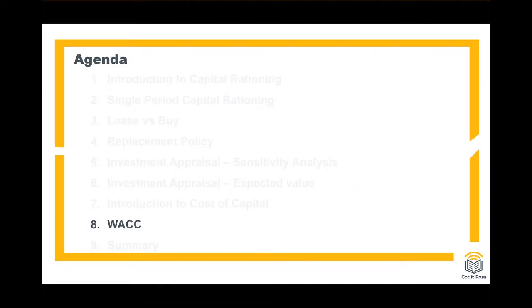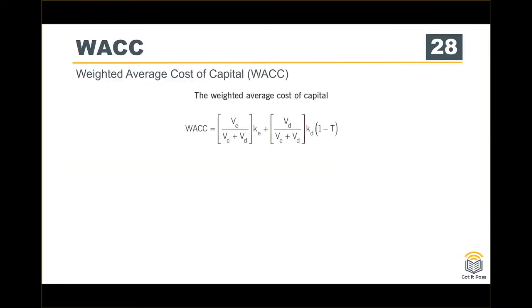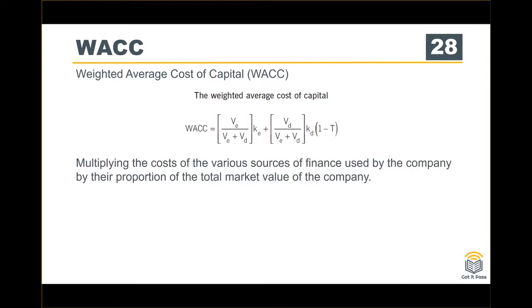To the last topic of the class 2, which is the WACC, weighted average cost of capital. For weighted average cost of capital, or the WACC, the formula is provided to you in the formula sheet. Okay, it is multiplying the cost of various sources of finance used by the company in terms of their proportion of total market value of a company.